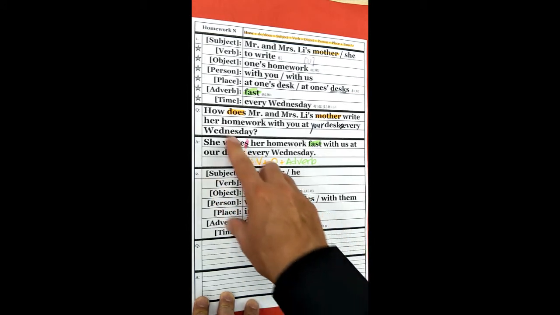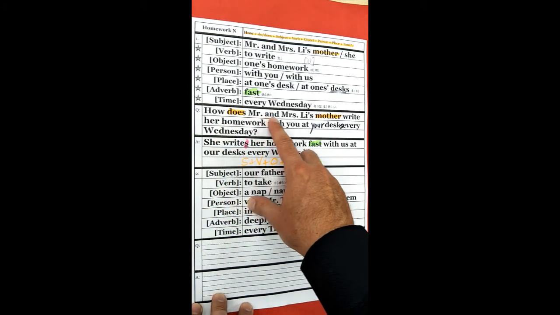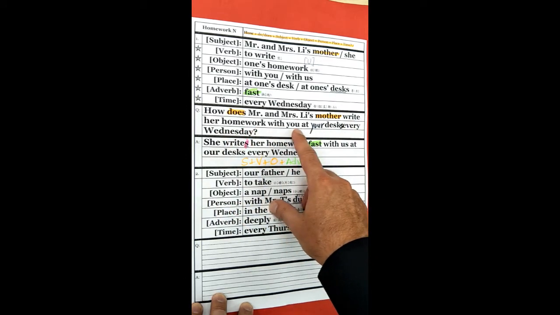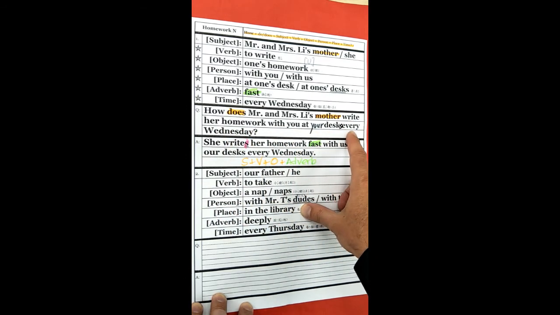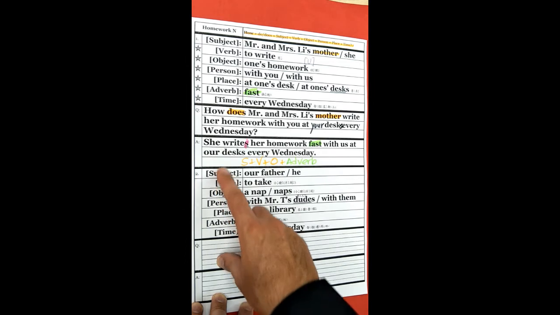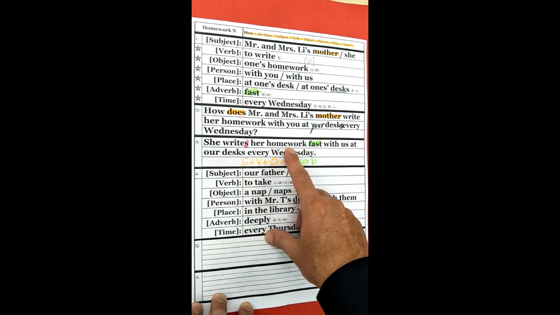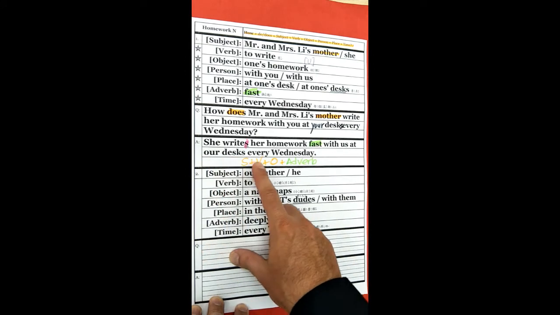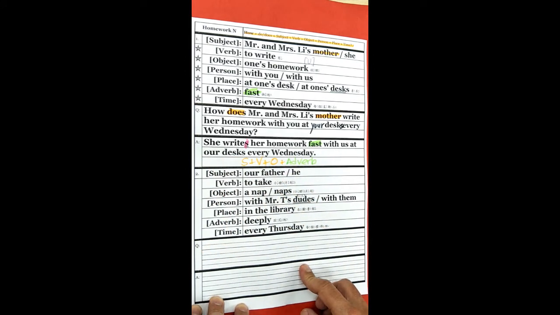There is no right answer. How does Mr. and Mrs. Lee's mother write her homework with you at your desk every Wednesday? She writes her homework fast with us at our desk every Wednesday.